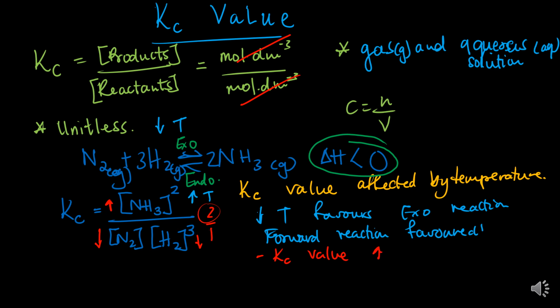The opposite is also true, because if you favor the endothermic reaction, then the concentration of the products is going to decrease and the concentration of the reactants is going to increase. That means overall the Kc value would decrease, right?